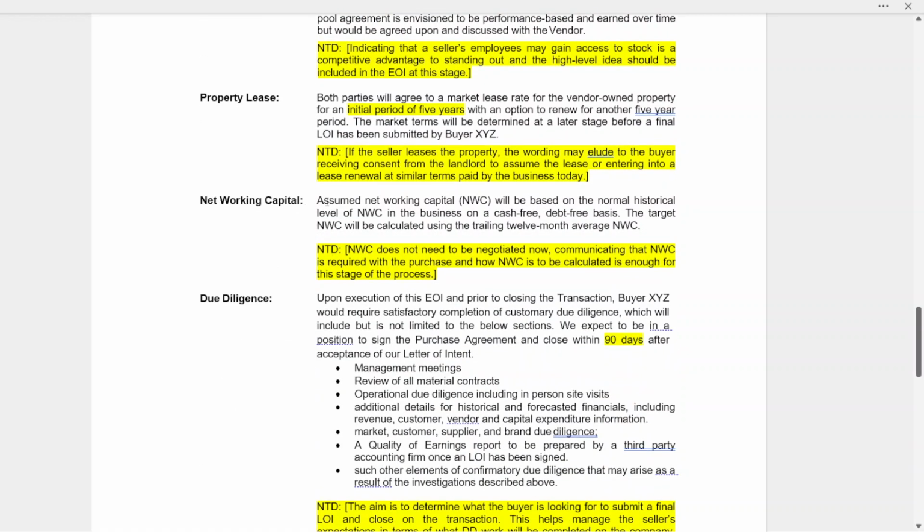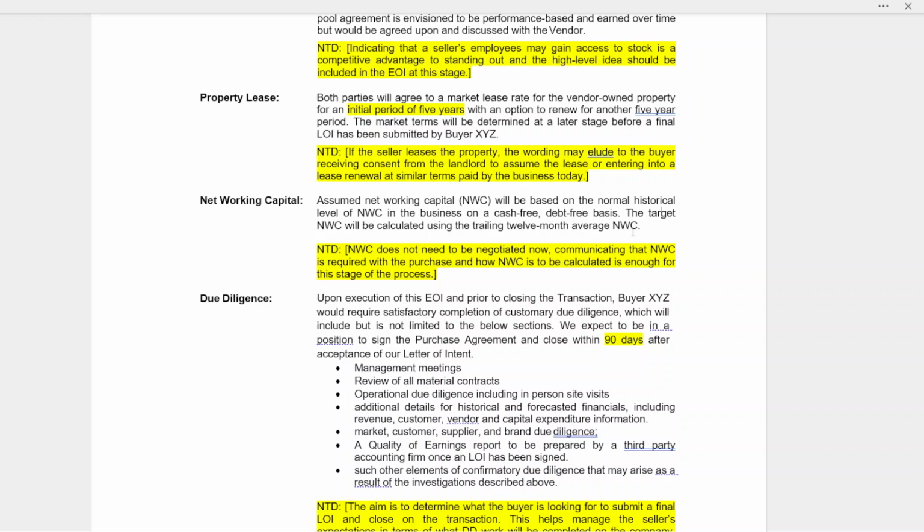Now, the next section is working capital. So same thing. You're agreeing to the structure, not the specifics. So assumed net working capital will be based on a normal historical level of net working capital in the business on a cash-free, debt-free basis. The target net working capital will be calculated using the trailing 12-month average of net working capital. So what that means is that they're going to take the last 12 months of monthly balance sheets as of closing, and they're going to calculate the net working capital, and that's the target that they're going to use for normal level of working capital that's assumed.